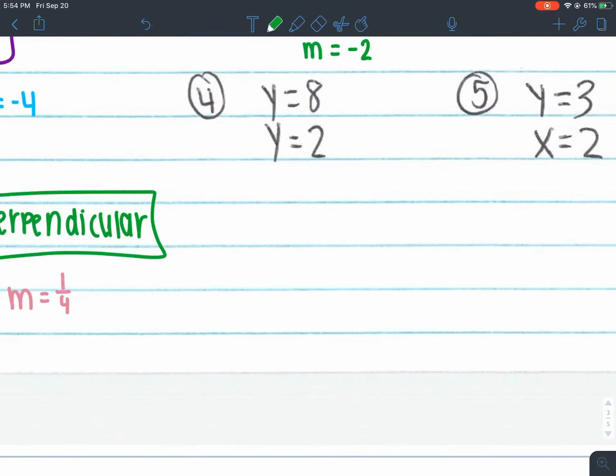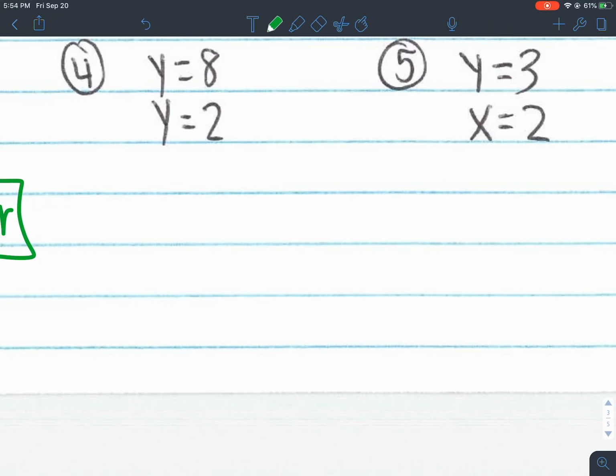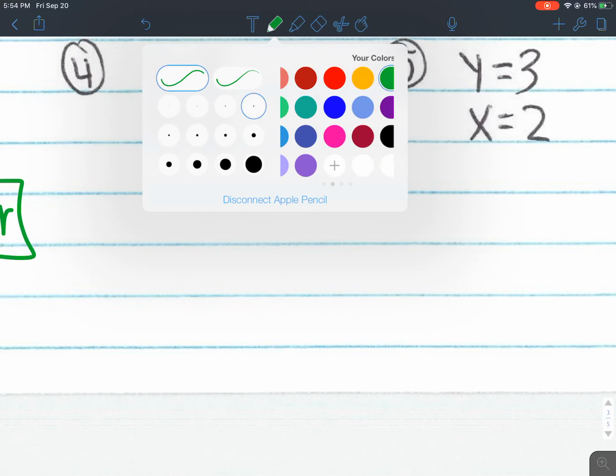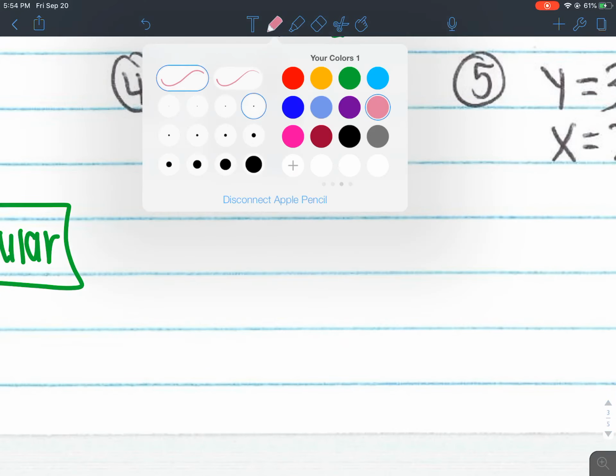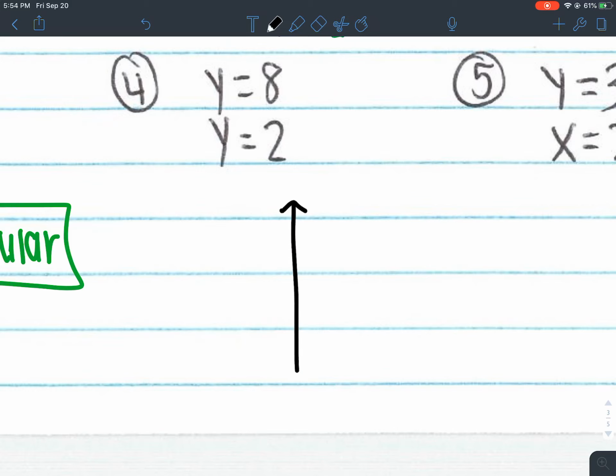All right. Number 4 and number 5. So with equations like this, I like to look at them on a graph. However, the trick is if the letters are exactly the same, they're parallel, and if they're opposite, it's perpendicular. So let's go ahead and graph this one. I'm going to draw a little graph down here.